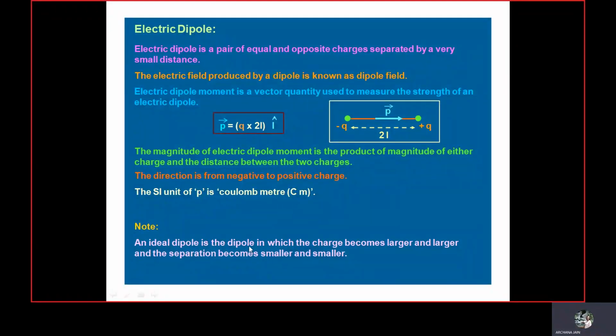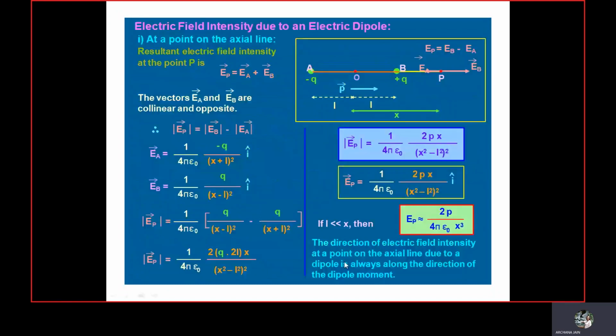An ideal electric dipole is the dipole in which the charge becomes larger and larger, and the separation becomes smaller and smaller. Now, electric field intensity due to an electric dipole. First, we calculate the electric field intensity at a point on the axial line of the dipole. The axial point is point P, which is along length 2L. The distance of point P from center O of the dipole is x.